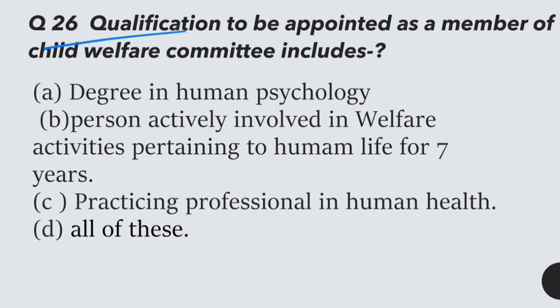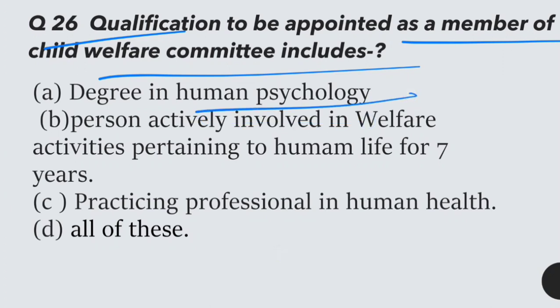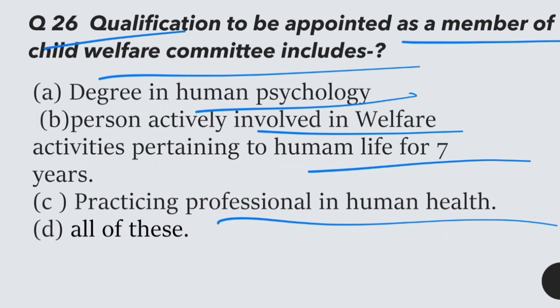Next question is, qualification to be appointed as a member of welfare committee includes. So what are the qualifications to be a member of child welfare committee? A says degree in human psychology, and B says person actively involved in welfare activities pertaining to human life for 7 years. C says practicing professional in human health, and D says all of these. Right answer is C, a person practicing professional in human health. And there are other categories of persons having some qualifications there which can be member of child welfare committee. Here amongst these options only C is the correct option. So C is the answer.